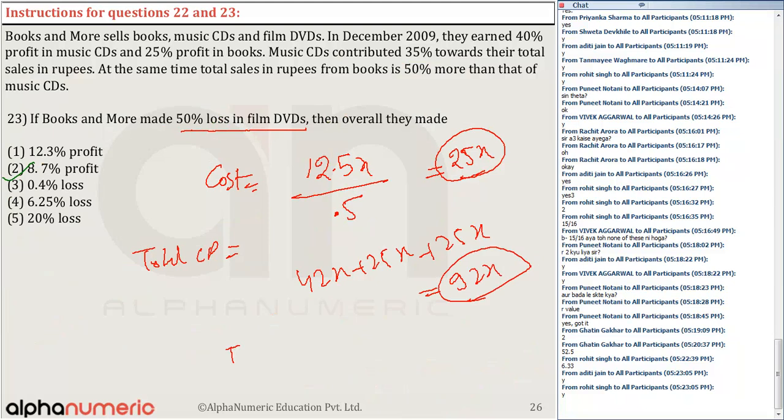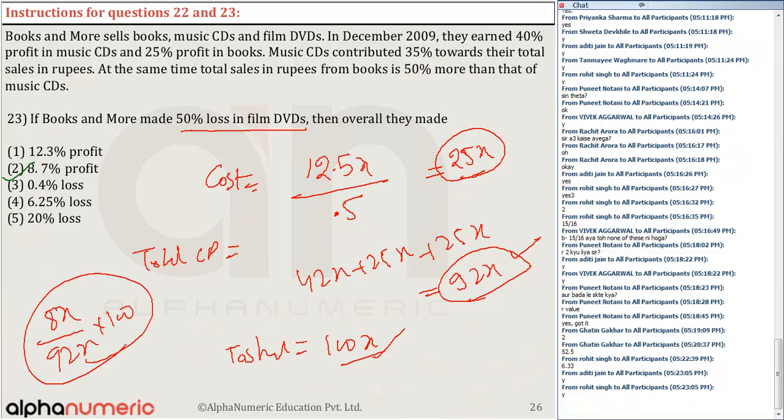Total CP and total SP that we have already assumed that is equal to 100x. So can you find out the profit or loss? 92x is the cost price, selling price is 100x, so the profit will be 8x by 92x into 100, which is approximately 8.7%. So the correct answer for this question is 8.7% profit. Is that clear to everyone? Please respond.